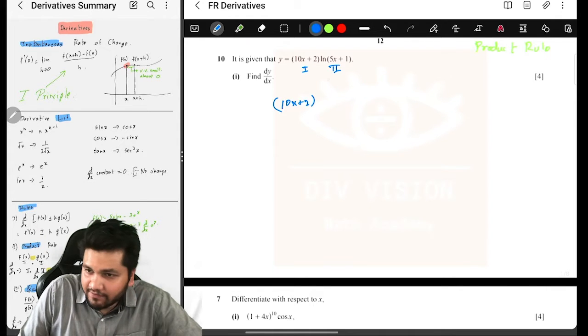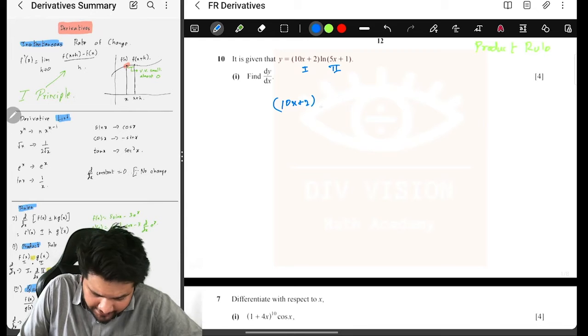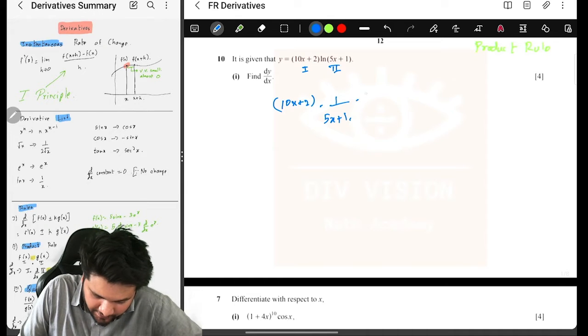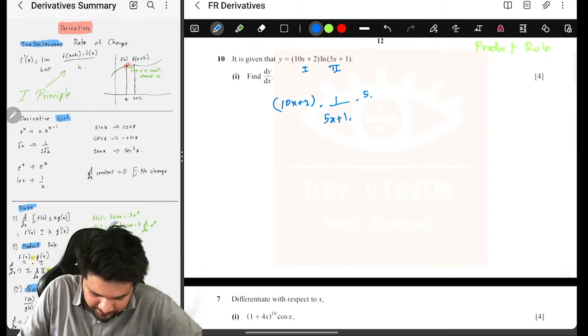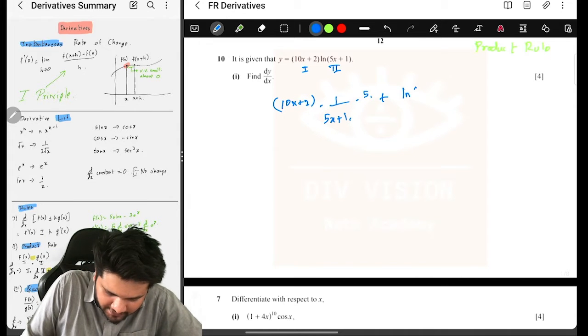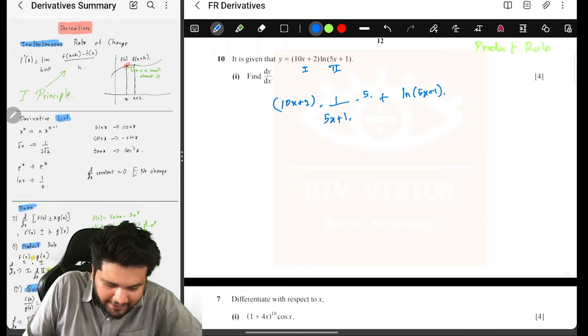So ln(5x + 1), again it's function under function. So derivative of ln x is 1 upon x. So 1 upon (5x + 1) into derivative of whatever is inside, which is derivative of 5x + 1, which is nothing but 5, plus second as it is, which is ln(5x + 1) into derivative of 10x + 2.